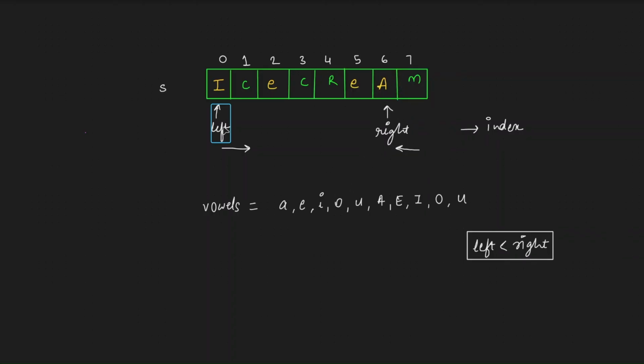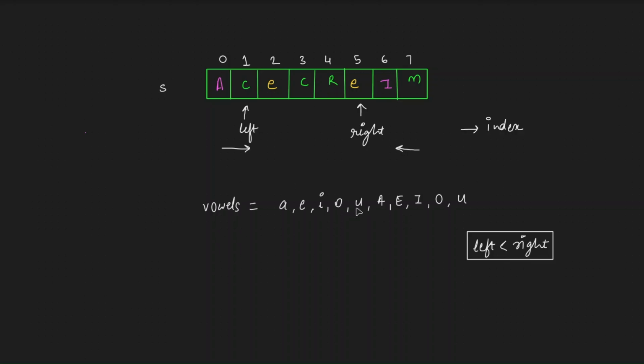In this case, once both our left and right point to a vowel, we're going to switch these vowels. So I'm going to remove A and I and replace them. A will come over here and I will go over here. Once this is done, we're going to update both our left and right to the next location. The next location for left would be here and for right, the next location would be pointing over here.